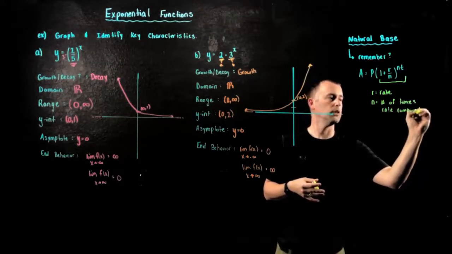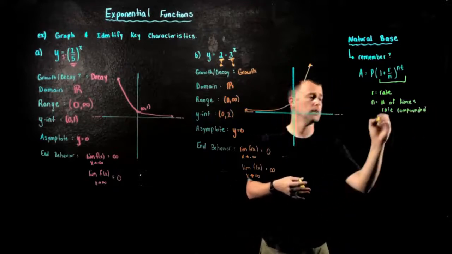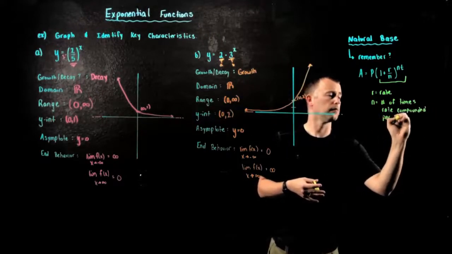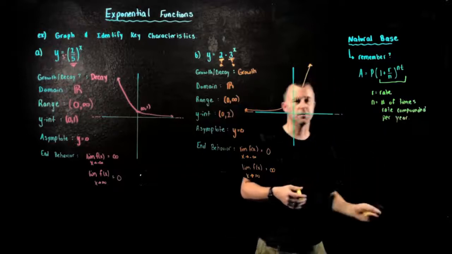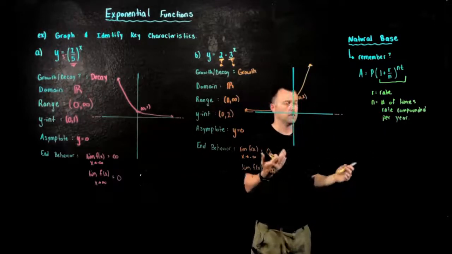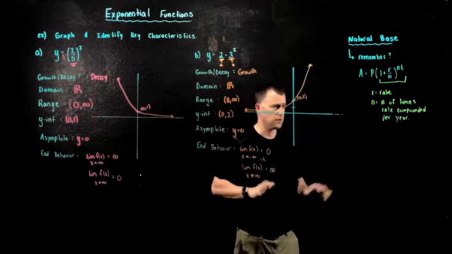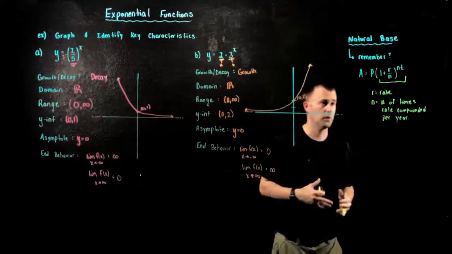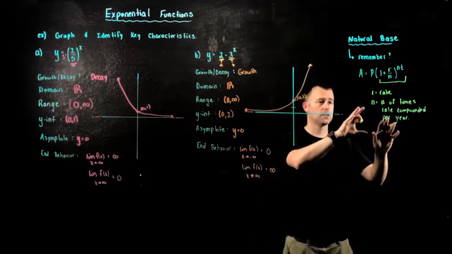And usually when we do this, it's the number of times it's compounded per year. I mean, that can always be different, but usually it's always considered years unless we want to literally go out of our way to change it. So that's what this means.